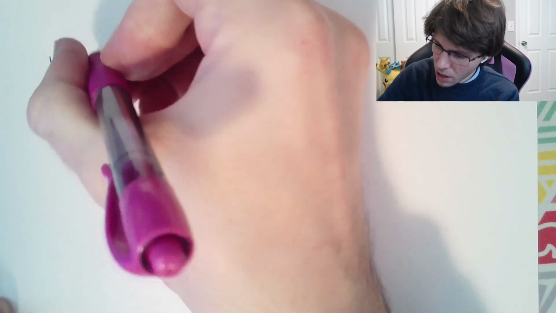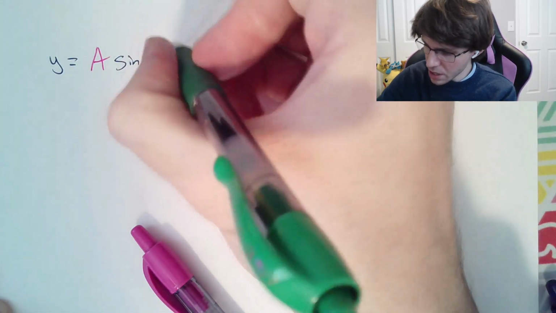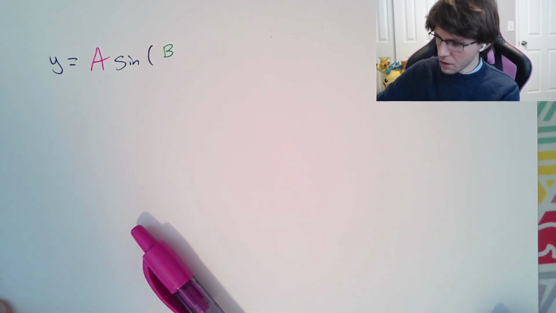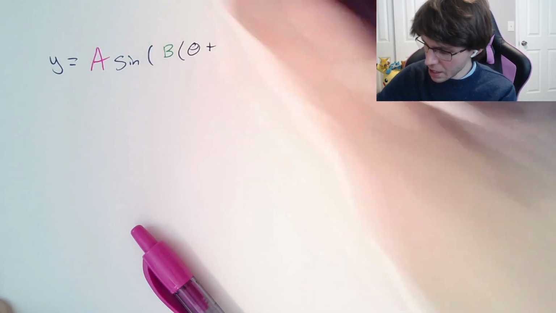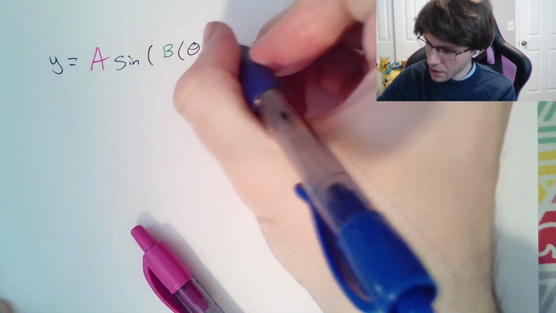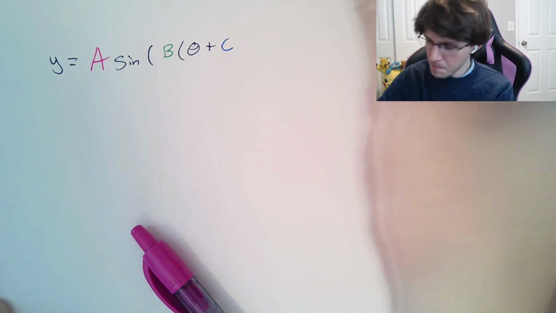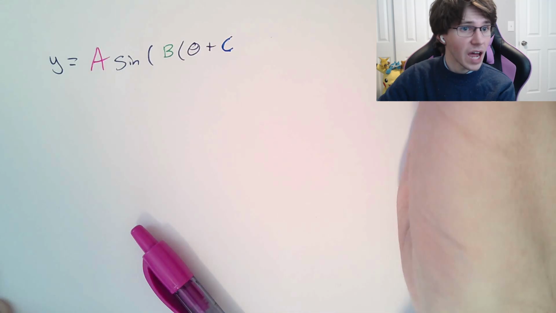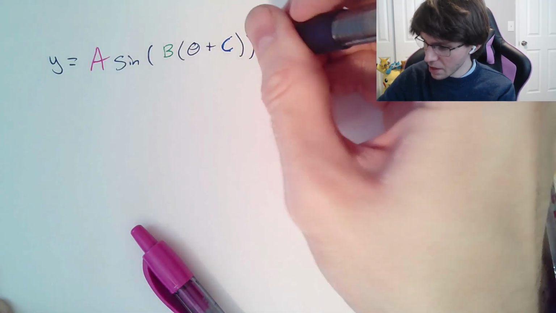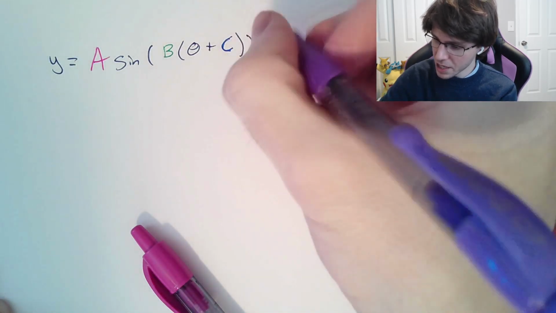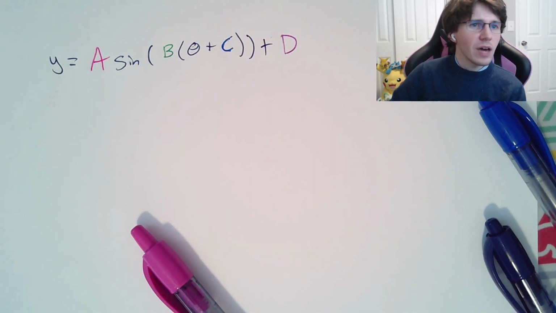We're going to go ahead and go an A, and then the sine of parentheses. I'll use the letter B for the green one, parentheses, theta plus, and then the letter C. Is that blue enough? It's going to have to be blue enough. And then end the parentheses, and then plus we'll use purple for that letter D out here. So we have 4 different letters here.